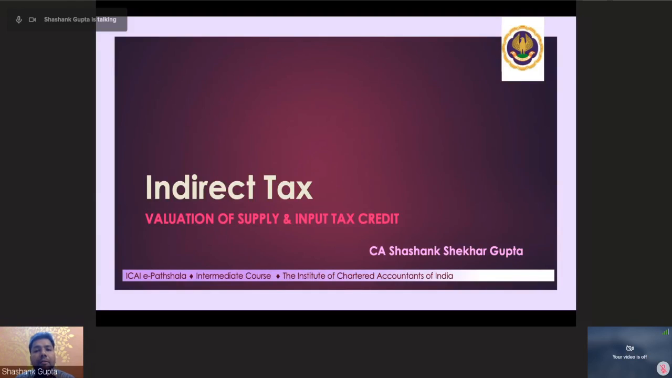In the first session in the morning, we have discussed what is supply. We have discussed what is charge of GST. We have discussed what is time of supply for goods as well as for services. And in the present session, we are going to discuss valuation of supply and input tax credit under GST.